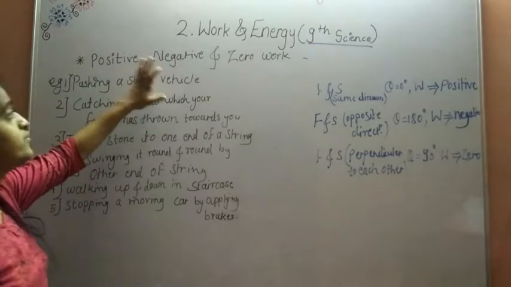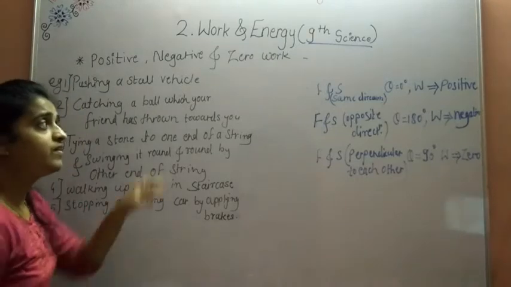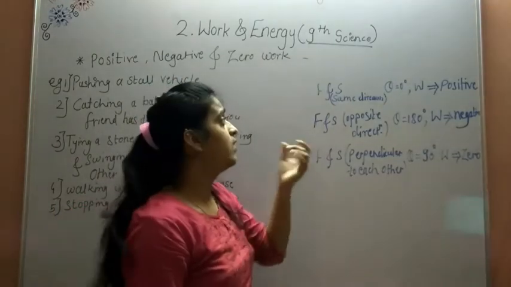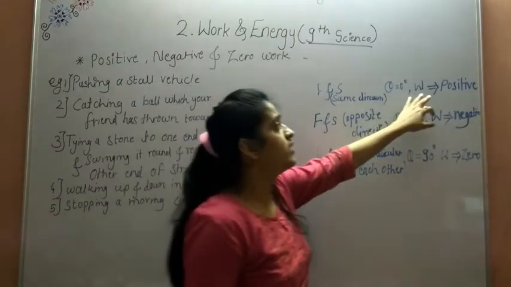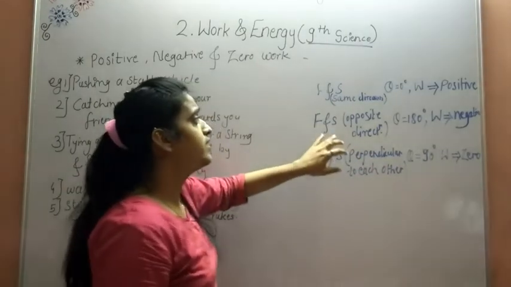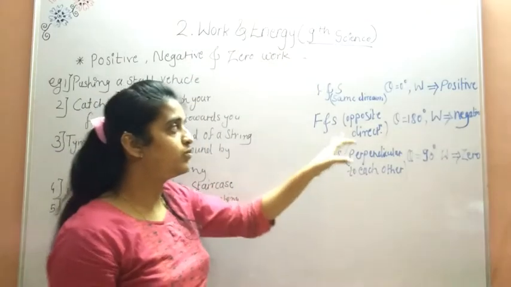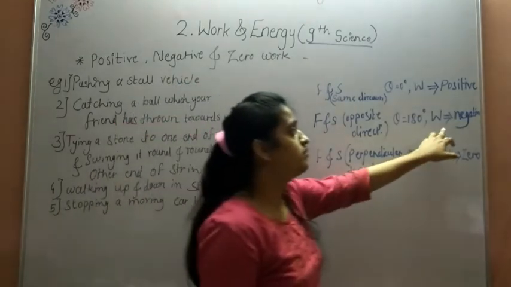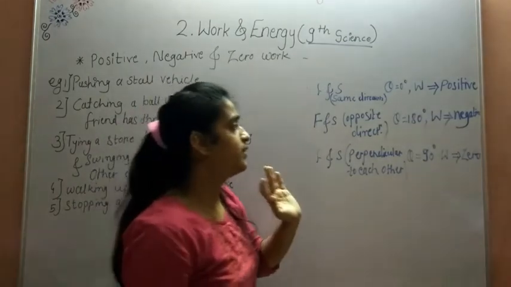Next we discuss positive, negative and zero work. If force and displacement are in the same direction, theta is equal to 0 degree, and the work done by the force is positive. Second condition: force and displacement are in opposite directions, when angle theta is equal to 180 degrees. Then the work done by the force is negative.